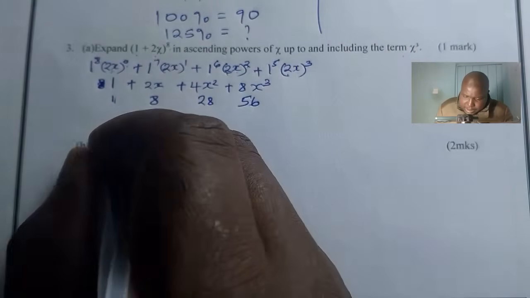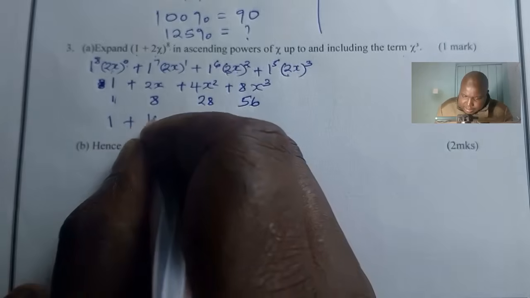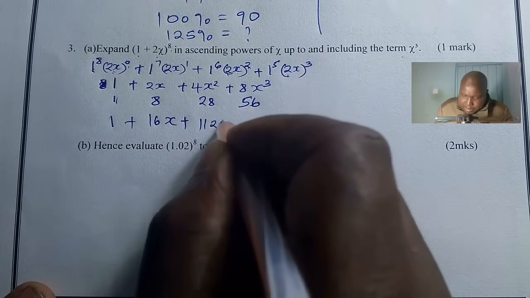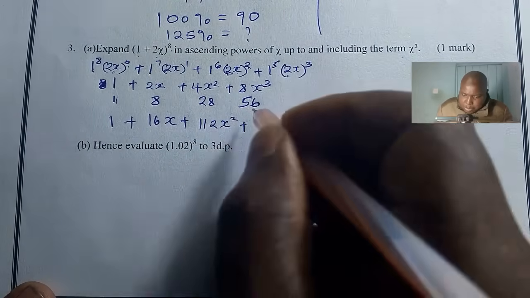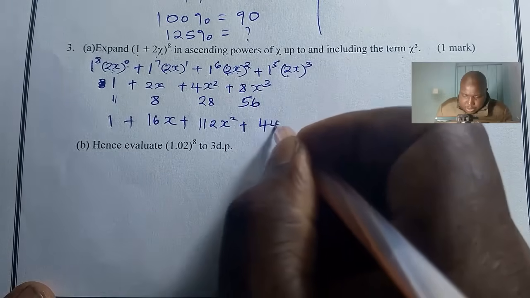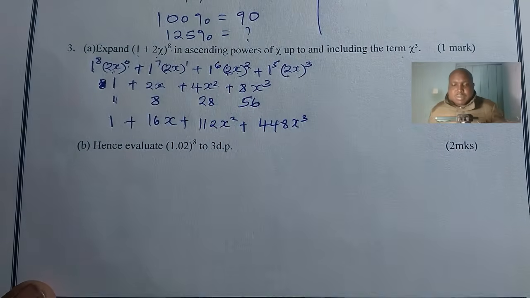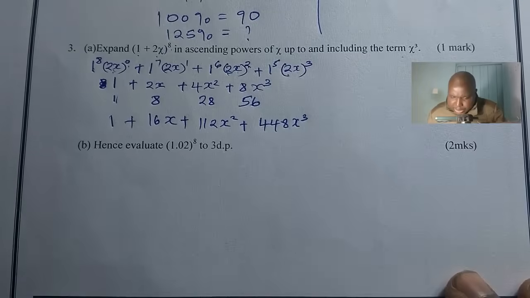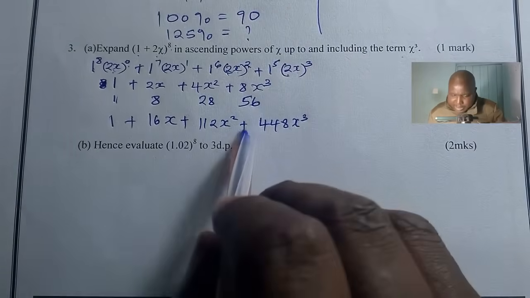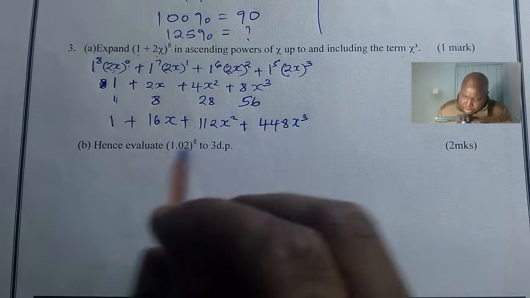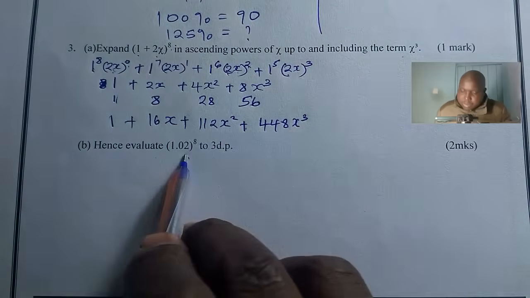The coefficients of 8. So this is 1 plus 16x plus 112x squared plus 448x cubed. So that is our expansion. Now let's use this expansion to evaluate this. First we need to get a value of x. Equate this and this.